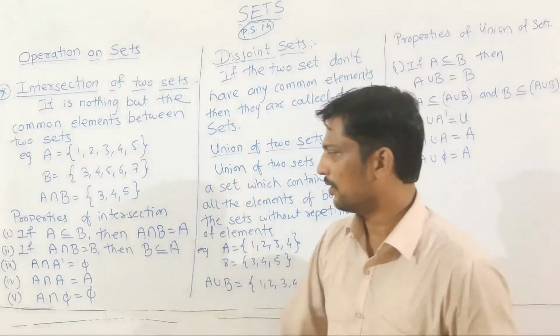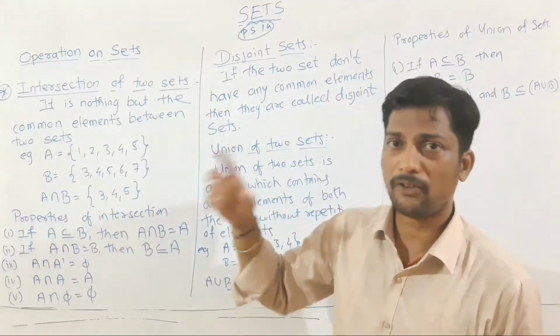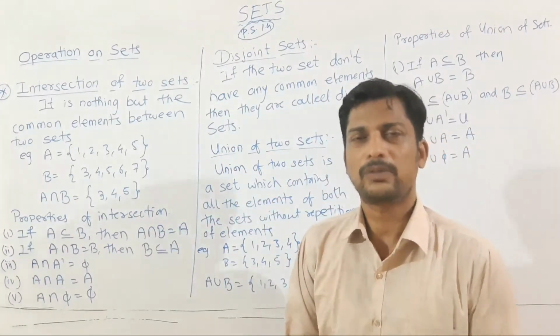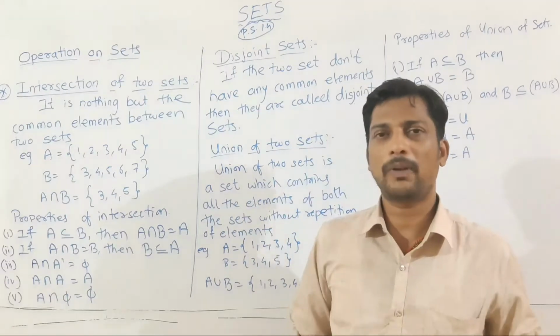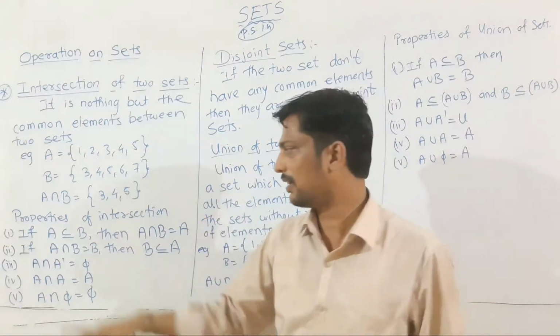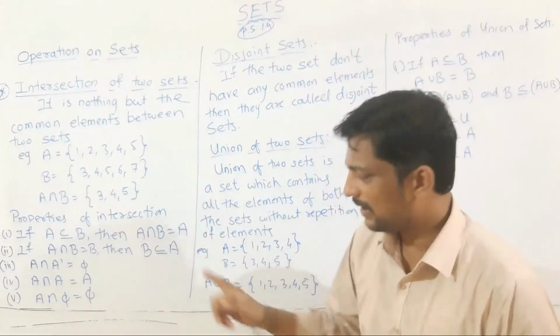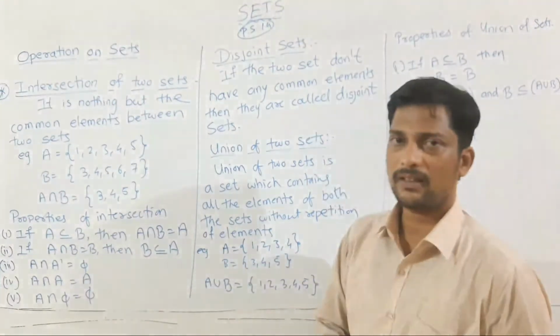Get it? Now, third one. A intersection A dash. A dash means A complement. Fine. So there are no common elements between the complement set and itself, isn't it? So A intersection A dash will always be an empty set. It is denoted by phi, isn't it?